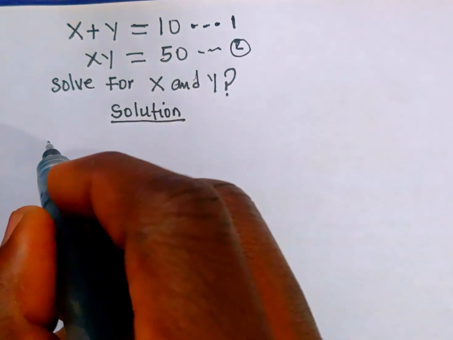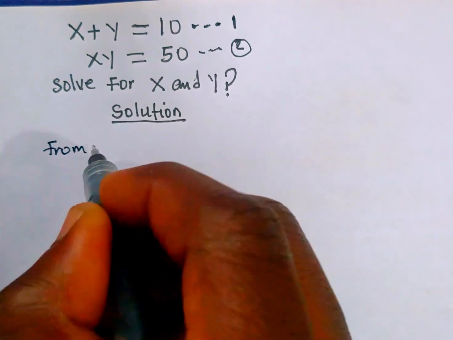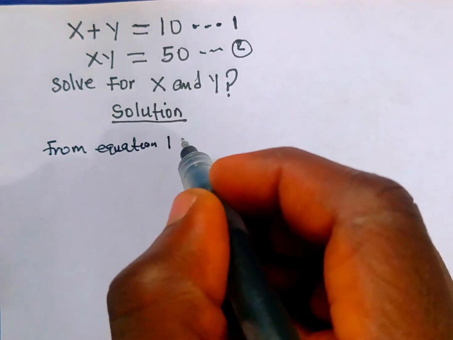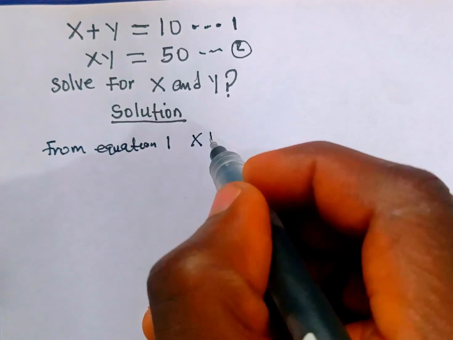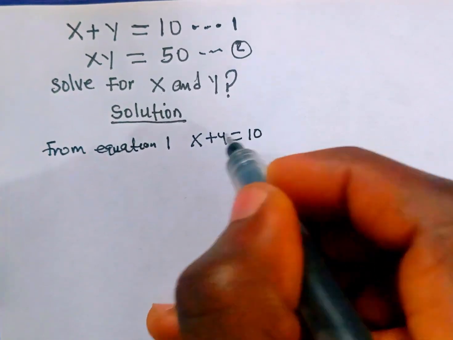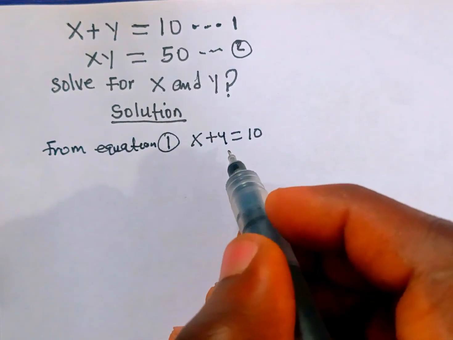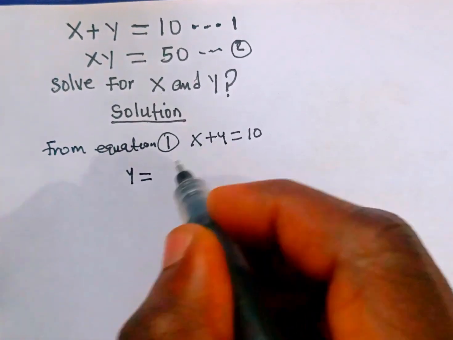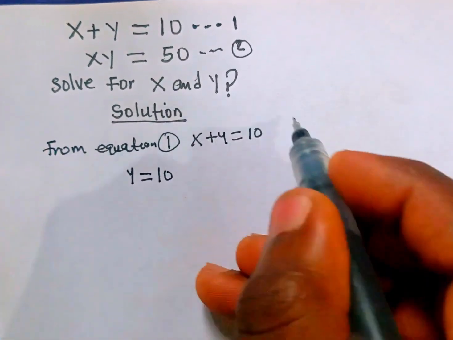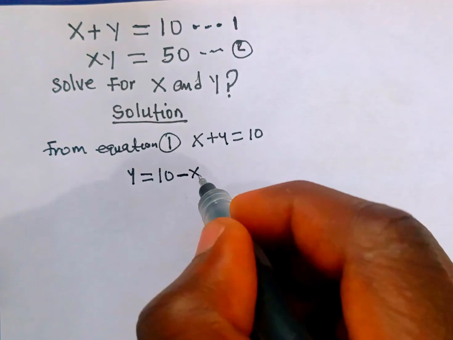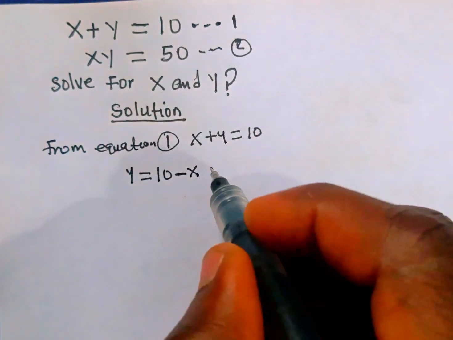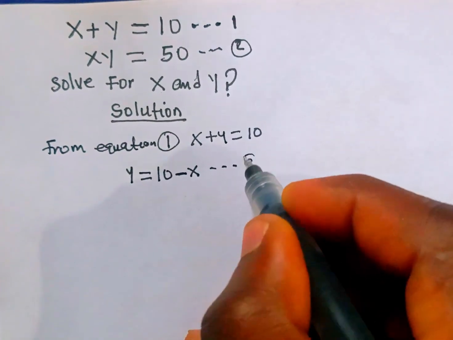So from equation 1, we are given that x plus y is equal to 10. So from here, we are going to make y the subject of the formula. So y now will be equal to 10. When we take this x to the other side, it becomes negative x. So the value of y is equal to 10 minus x. So we can name it as equation 3.